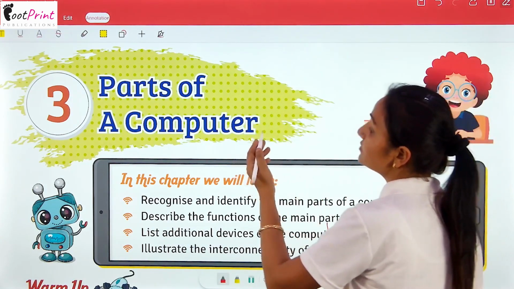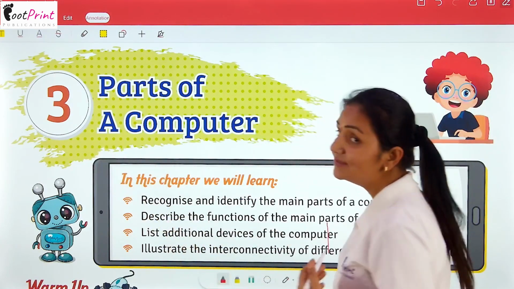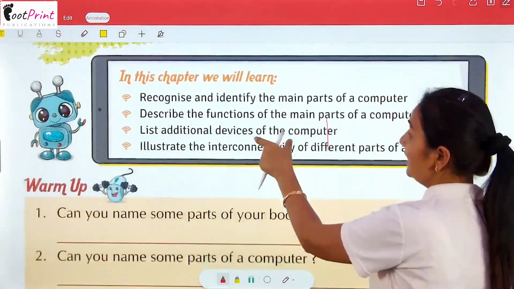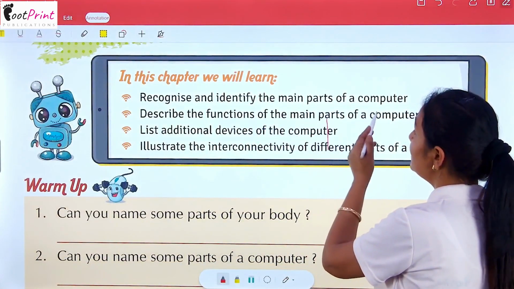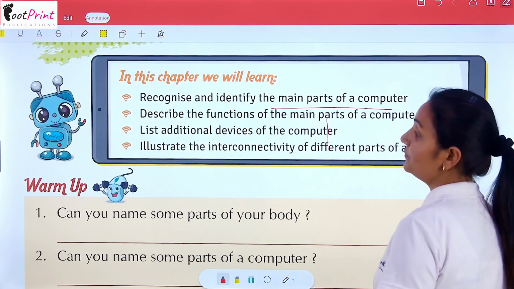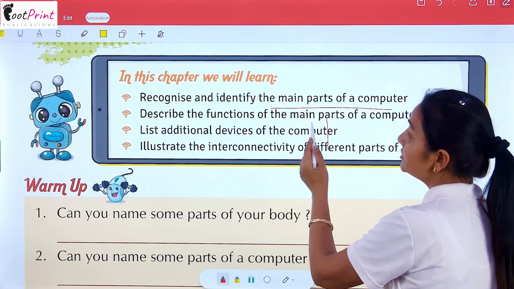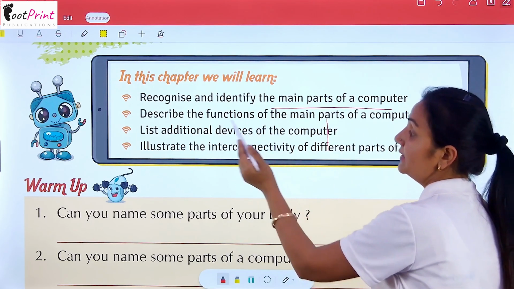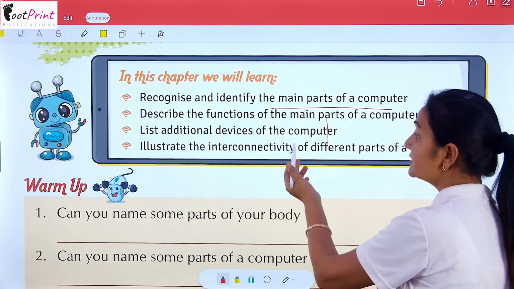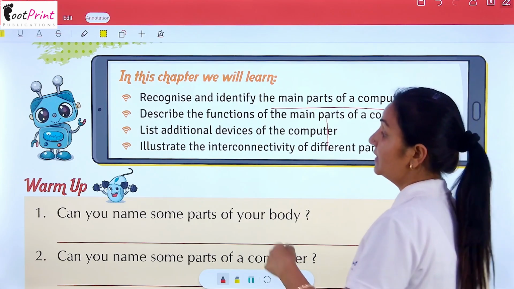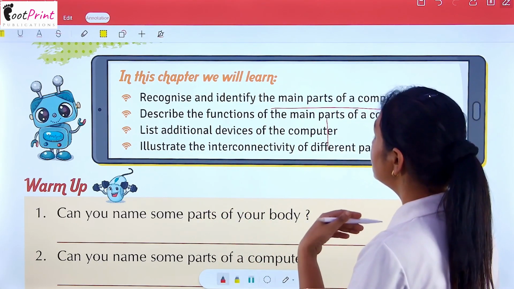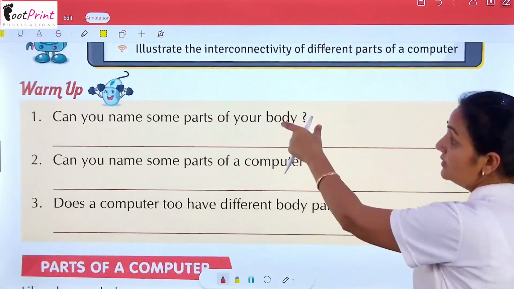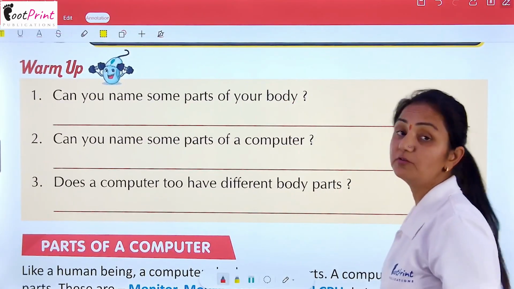First, parts of computer, chapter number 3. In this chapter, we will learn, recognize and identify the main parts of a computer. Describe the functions of the main parts of a computer. List additional devices of the computer. Illustrate the interconnectivity of different parts of a computer. Okay, so these are the topics that we are going to learn today.